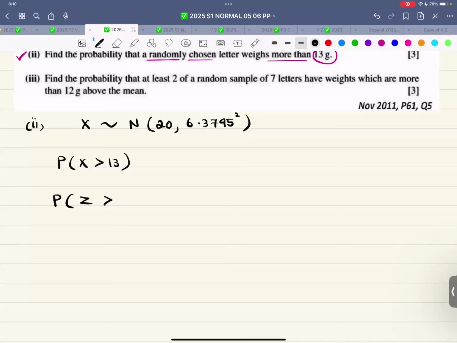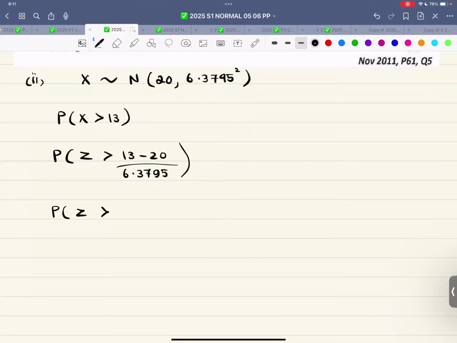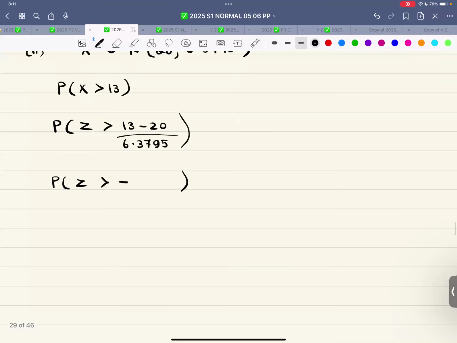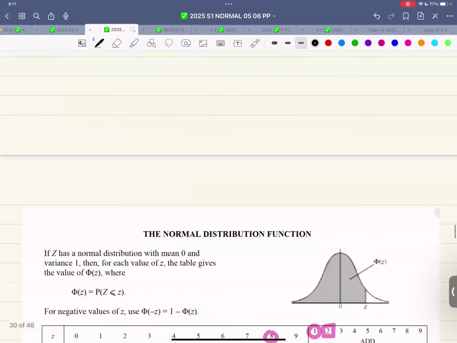Probability Z is greater than 13 minus 20 divided by 6.3795. Probability Z is greater than a negative value, whatever that value is. 7 divided by 6.3795. So let me reciprocate it, multiply it with 7. That is 1.09725. So let me write this thing as 1.097 because for Z, the maximum you can go is 3 dp. So Z greater than a negative value by symmetry is the same thing as Z lesser than a positive value. So just read directly 1.097.